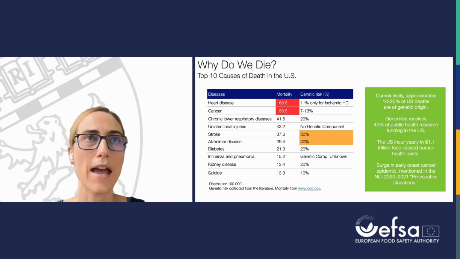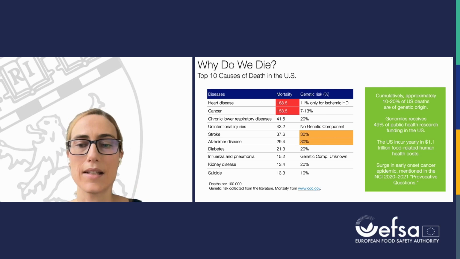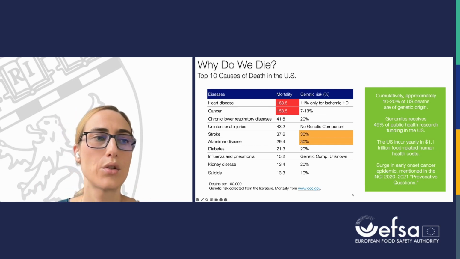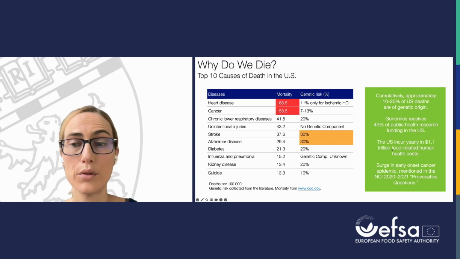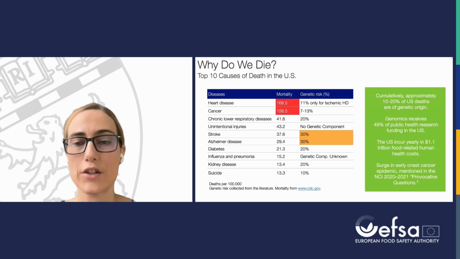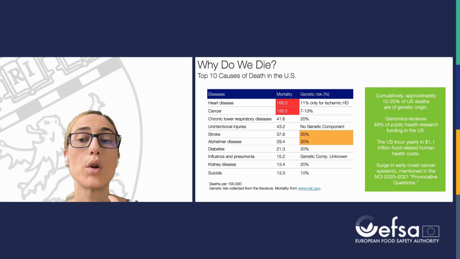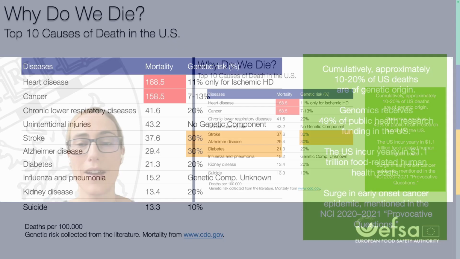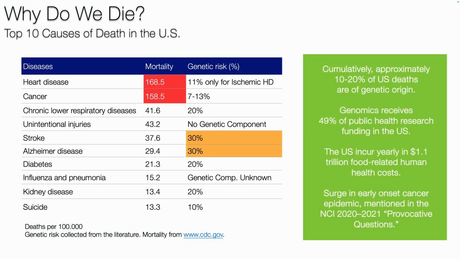And overall, only 10 up to 20% of US deaths are of genetic origin. That unfortunately is also the main focus of attention. Furthermore, according to a 2021 report on the true cost of food published by the Rockefeller Foundation, the US incurs yearly $1.1 trillion of food-related health costs, with direct and indirect costs, basically for CVD and hypertension, leading the statistics, and followed by obesity and overweight.